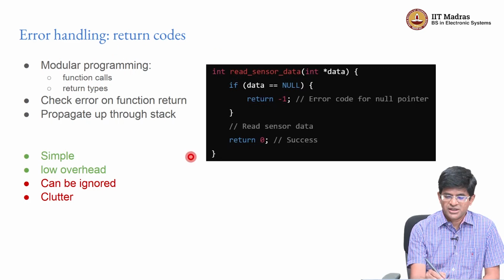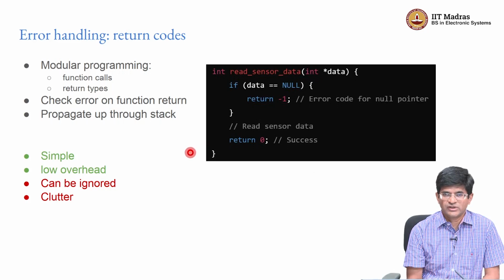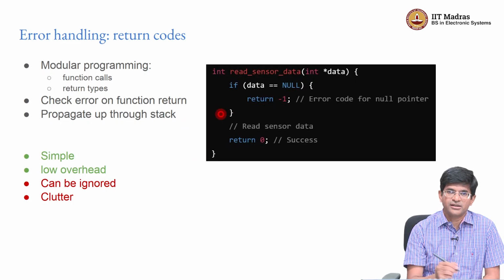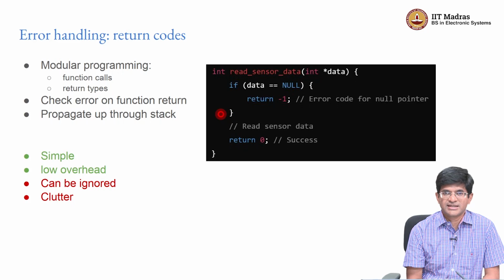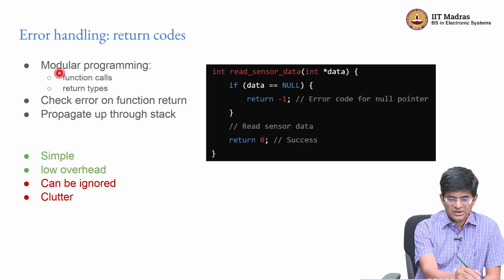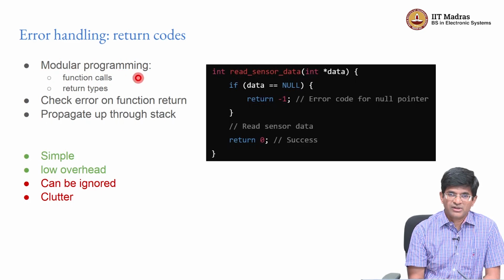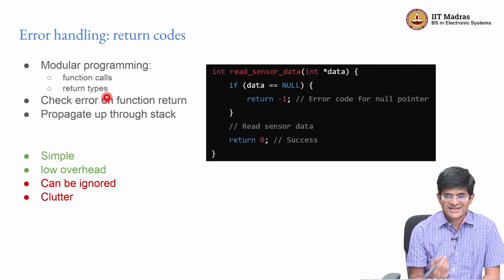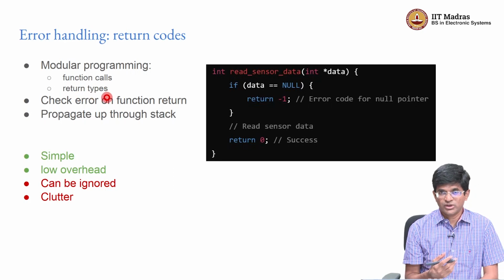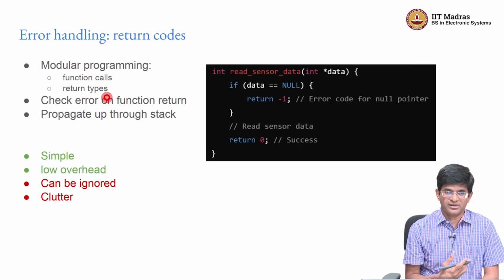A common convention in C is basically to say that if something returns 0, then there was no error. Any non-zero value that gets returned from a function call is typically considered an error. So it ties in with the idea of modular programming where you have function calls and return types. C unfortunately does not really give you the ability to return complicated data types.